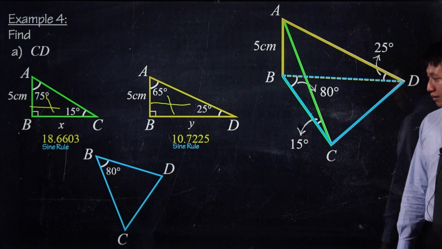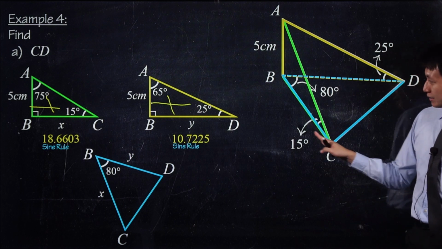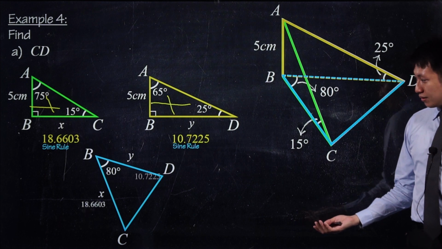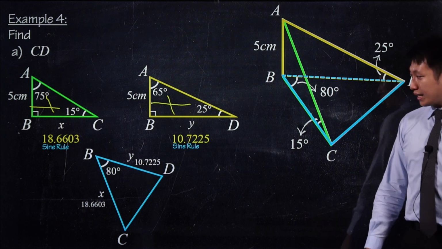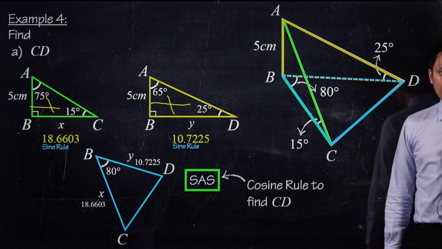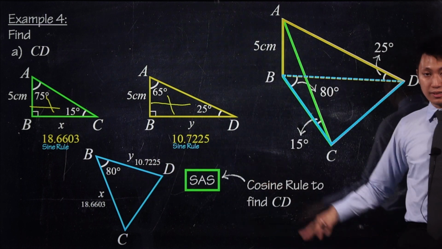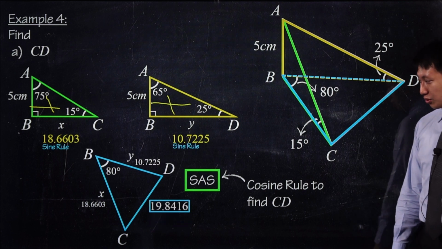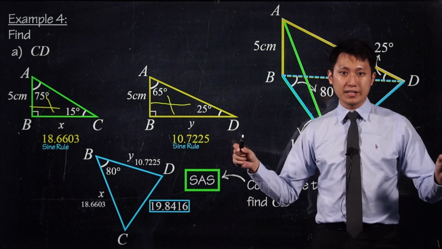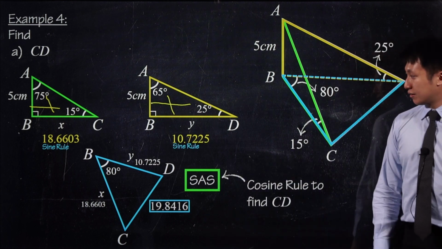Then the last one. I get 80 here, and I know X and Y already. You see, X is here, Y is here. So can I find CD or not? Yes, I can. It's SAS. We can use the cosine rule to find CD. SAS, correct? Remember? We use the cosine rule to find CD. For this one, I just pop the answer immediately. You should have substituted everything into it. Then you get the side here.